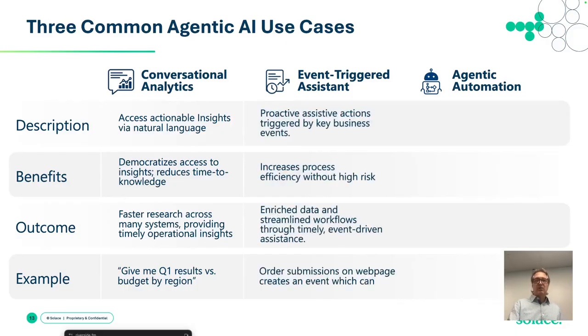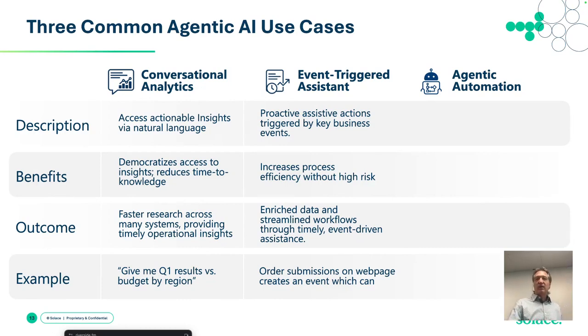The second one is the event triggered assistant. So an order submission on a web page creates an event which can enrich your data. If someone comes on your website and buys something, it triggers a flow that maybe goes and looks up their address in a database and then enriches the data, and that just happens automatically. You don't have to do anything in that case.